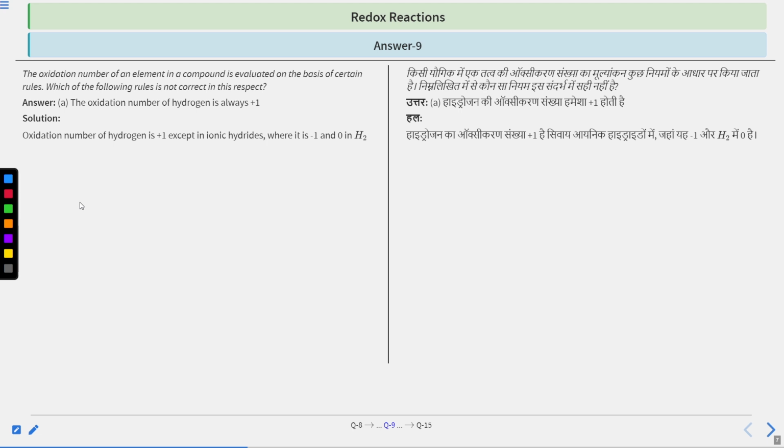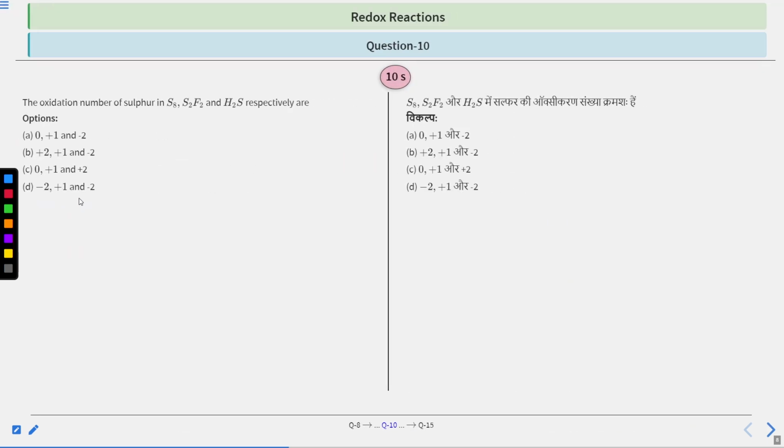Okay, let's move to our next question. Question number 10. The oxidation number of sulfur in S8, S2F2 and H2S respectively are. Nothing, we just have to find out the oxidation number of sulfur in these three compounds. Options are 0, +1 and -2; +2, +1 and -2; 0, +1 and +2; or -2, +1 and -2.